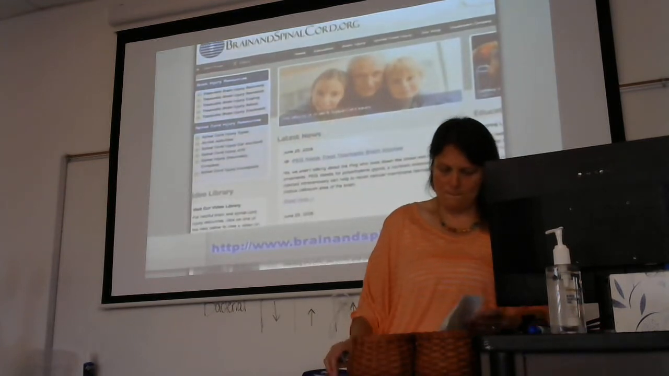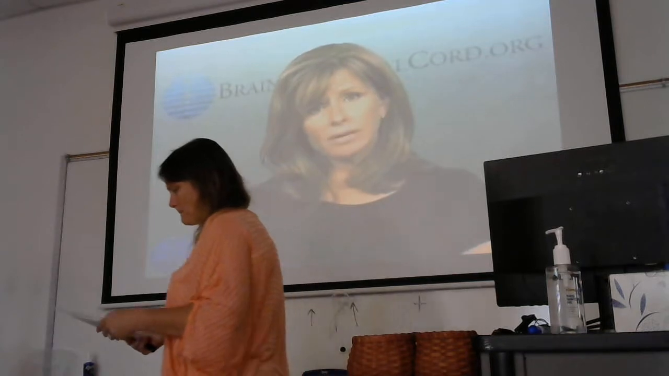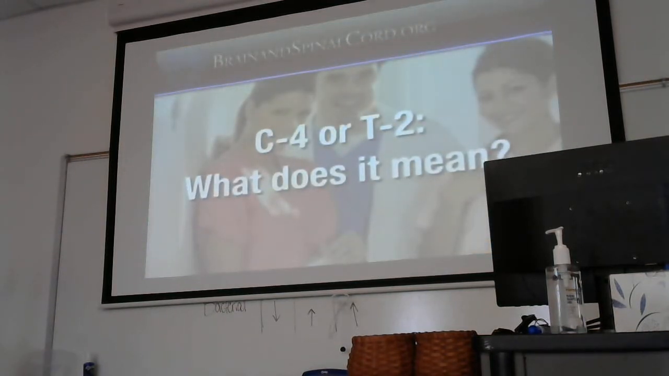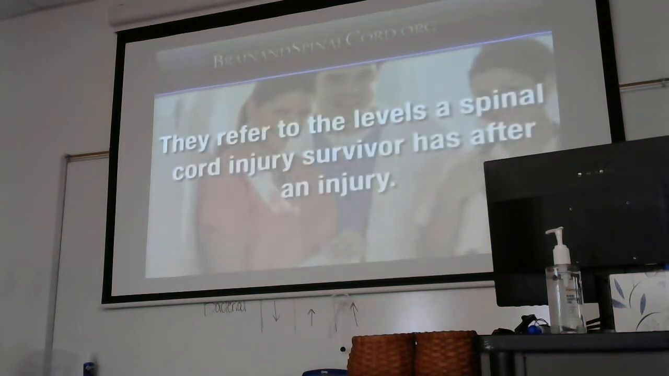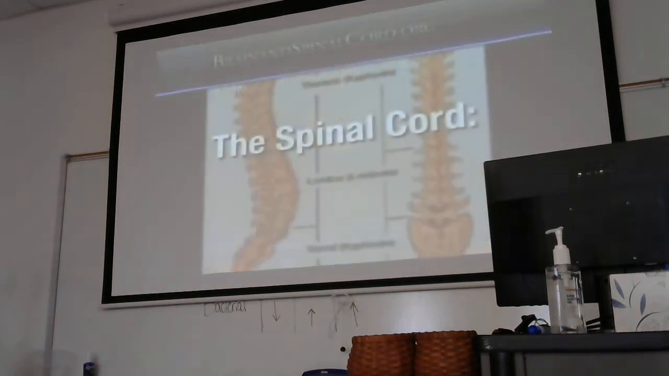If you or a loved one has sustained a spinal cord injury, you've most likely heard the doctor or medical team classify the injury with a letter or number, such as C4 or T2. What do those letters and numbers mean? These letters and numbers refer to the levels of function a spinal cord injury survivor has after the injury. Before I get into the specific levels of function, I'd like to go over how the human spinal cord works, as well as the impact of spinal cord injuries.